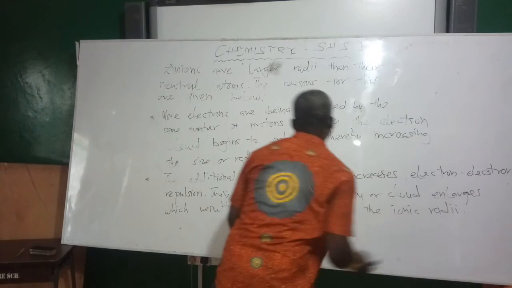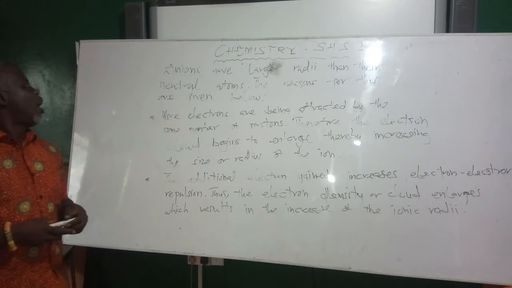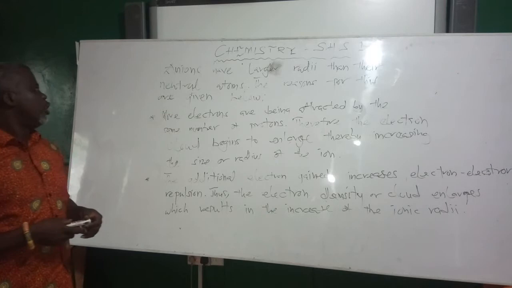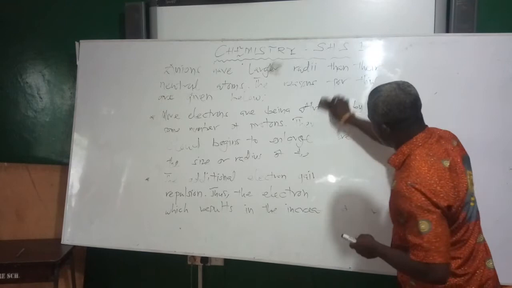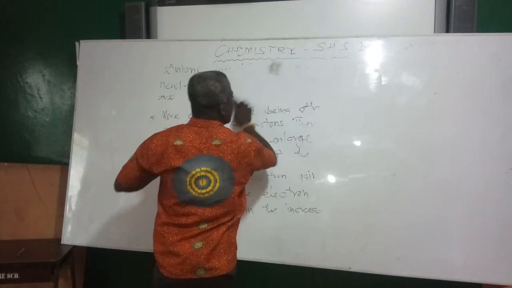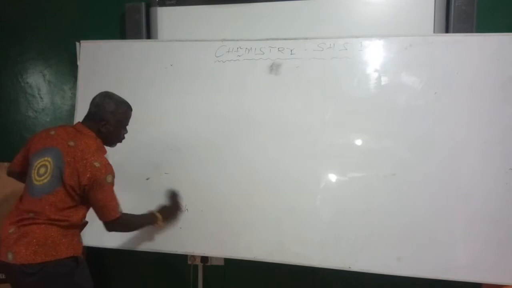So that is it. These two reasons tell us why anions have larger radii than their neutral atoms. Now, let's look at how to determine the size of two species, whether one is going to be larger than the other. There is a quick way to determine that.